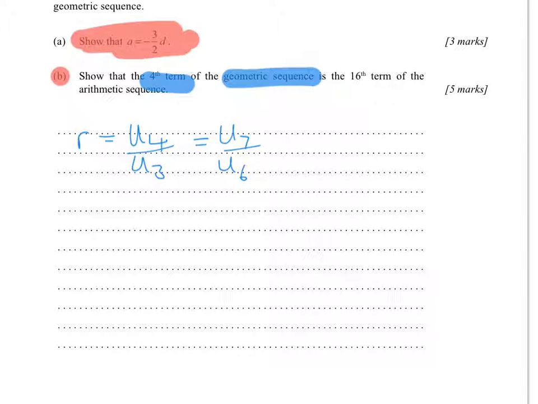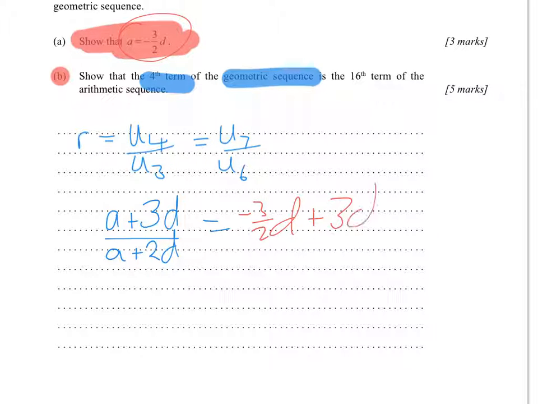So u4 over u3 was a plus 3d over a plus 2d. And I can rewrite, using the results from here, I can rewrite that as minus 3 over 2d plus 3d over minus 3 over 2d plus 2d. And with a little bit of rearranging, I can find a value for r. Remembering this is r that we're evaluating here.